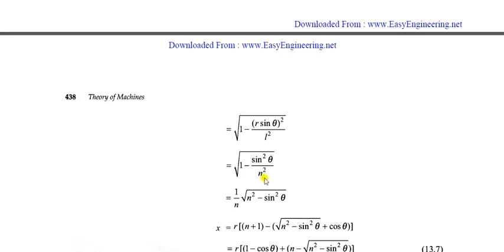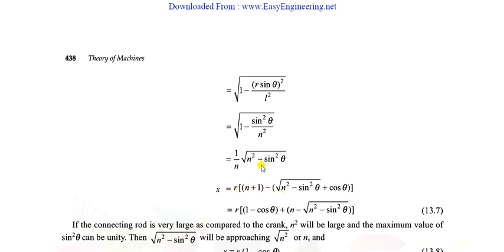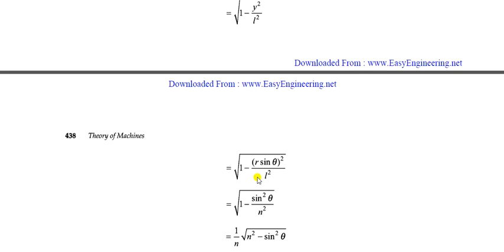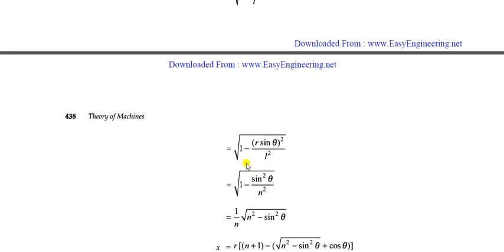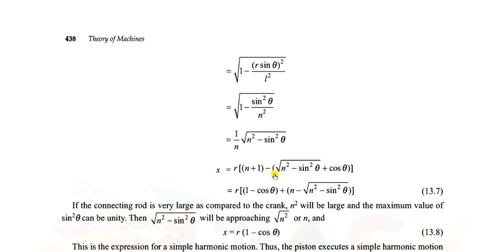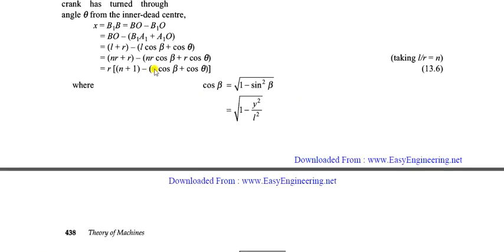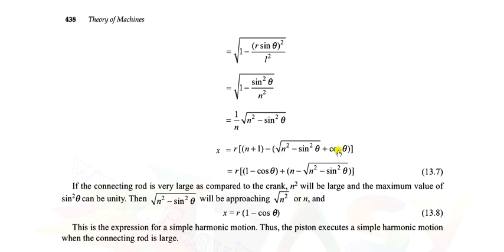So cos beta, again taking LCM N square, is N square minus sin square theta by N square, but square root of N square is N, so it is 1 by N and square root of N square minus sin square theta. If we put this result in place of cos beta here, we get x is equal to R into n plus 1 minus under root N square minus sin square theta. So this N, and here we have already one N, so N will get cancelled out, and finally we are getting this relation.